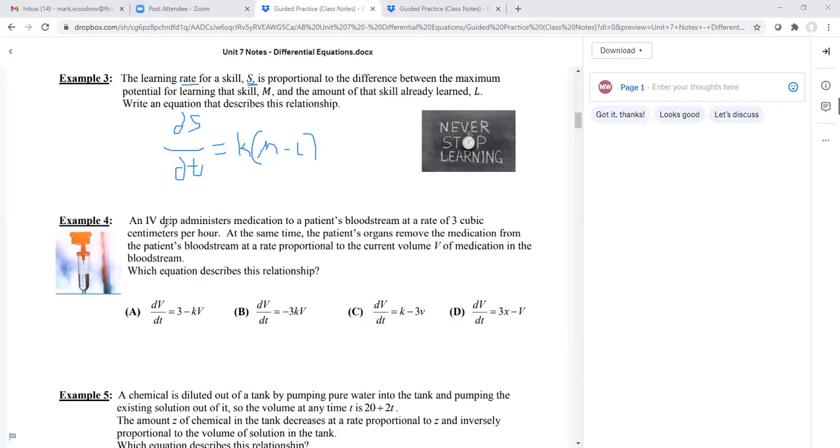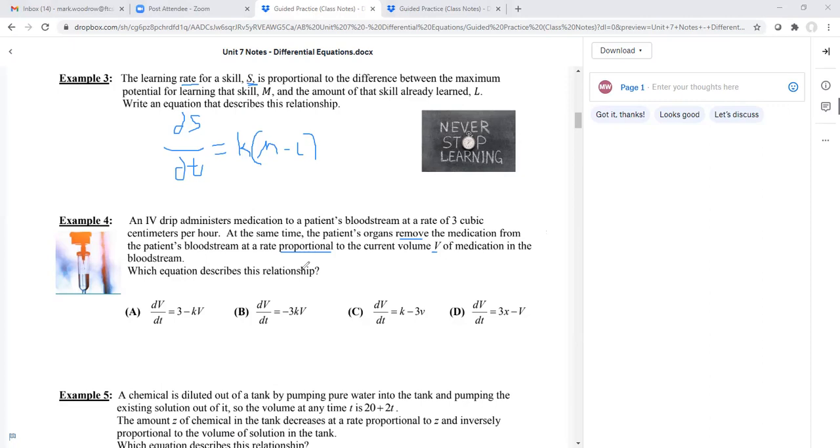Coming down here to number 4. Number 4 says an IV drip administers medication to a patient's bloodstream at a rate of 3 cubic centimeters per hour. So that means that's the rate starting off. Okay, and at the same time the patient's organs remove. So I hope you know remove is minus. Remove the medication from the patient's bloodstream at a rate proportional. So it's going to be K times something, and it's going to be to the volume of the medication in the bloodstream.